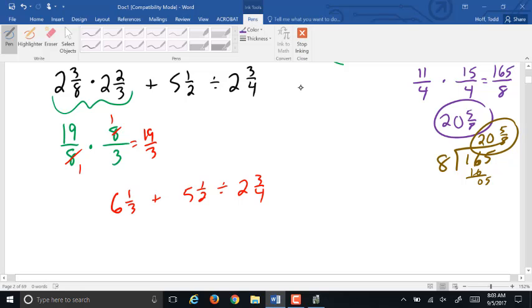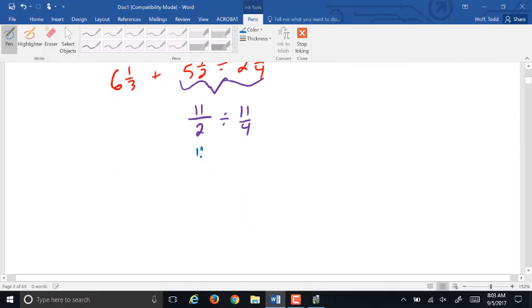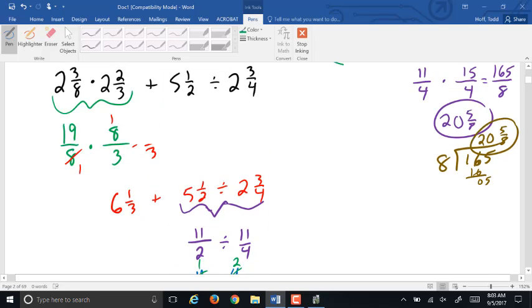And then do the division. What do we do first? Make them improper. 5 1/2 becomes 11 over 2. 2 3/4, 11/4, and then we flip the 11/4, becomes 4/11. The 11s cross cancel, give us 1 and 1. 2 and 4 divided by 2 to give me 1 and 2, so that is 2. 6 1/3 plus 2, we don't need to work that out. What's that become? 8 1/3.